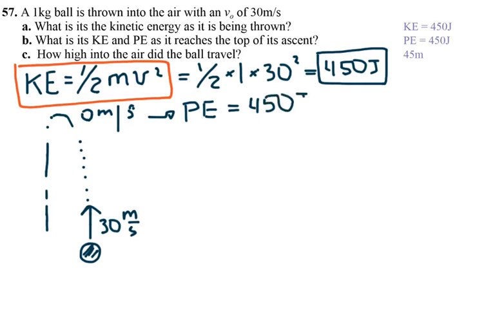450 joules. And the kinetic right there at the top is going to be, so this is initial, this is potential final. And it has initial energy right here when it's being thrown upward. So the potential energy at the top, so this is on the top, this is the bottom.